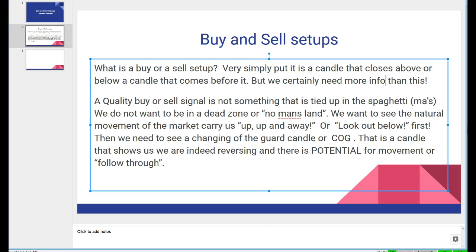So we want to see the natural movement of the market carry us up, up and away in our beautiful red balloon, or look out below, timber, you're chopping a tree down, and you're yelling timber, look out below, and the tree starts falling. You want something to fall first, dramatically, or to rise first, dramatically, to be on the other side of the MAs, either too low or too high.